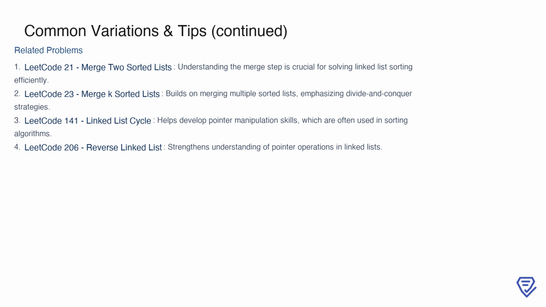which detects cycles in a linked list, helps you develop precise pointer manipulation skills. These are often critical for debugging and implementing sorting algorithms effectively. Lastly, LeetCode 206, which requires reversing a linked list, sharpens your understanding of pointer operations, a skill that's valuable for both manipulating and sorting linked lists. Working through these related problems can provide a broader perspective and prepare you for variations you might encounter.